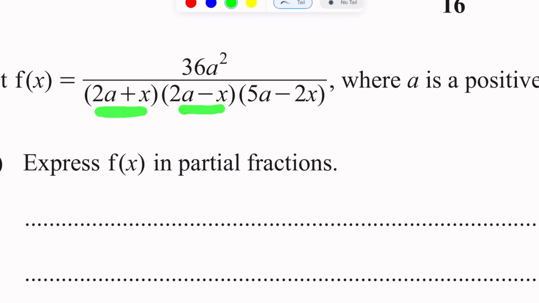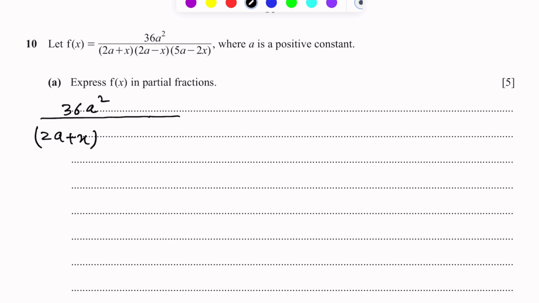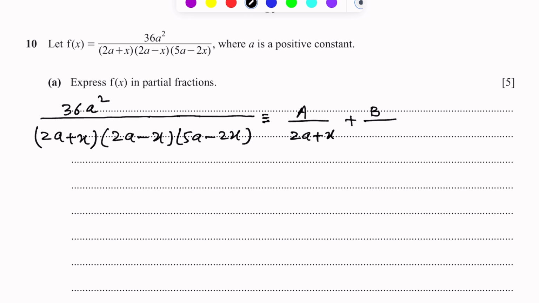In the denominator, all the three factors are linear, so we can write it as 36a² over (2a plus x)(2a minus x)(5a minus 2x) is equal to A over the first factor plus B over the second factor plus C over the third factor, 5a minus 2x.